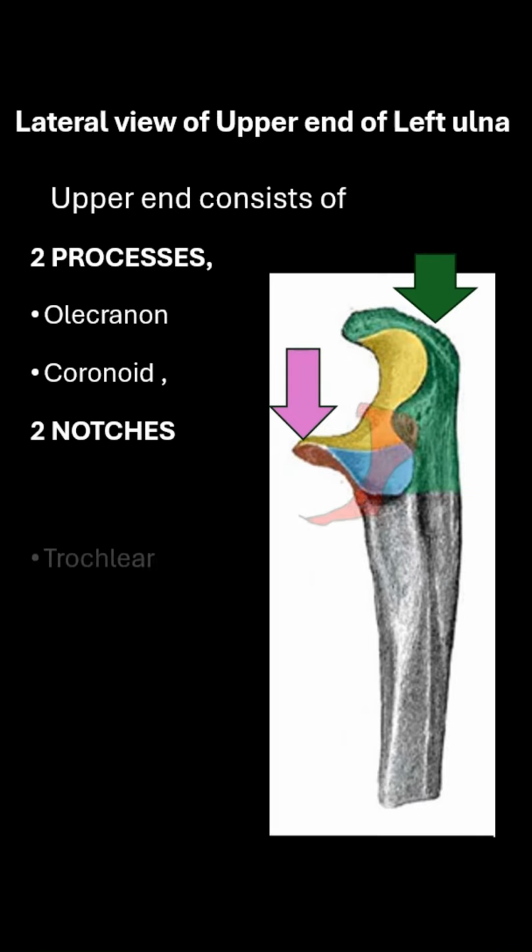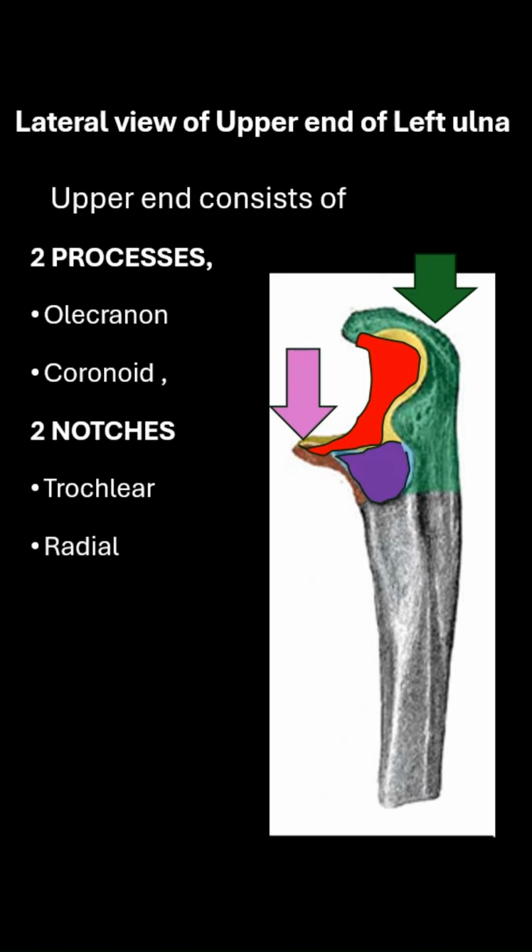Trochlear notch is formed by the olecranon and coronoid process. It articulates with the trochlea of the humerus. Radial notch is located on the lateral surface of the trochlear notch. This area articulates with the head of the radius. Below the radial notch is the supinator crest that gives origin to the supinator muscle.